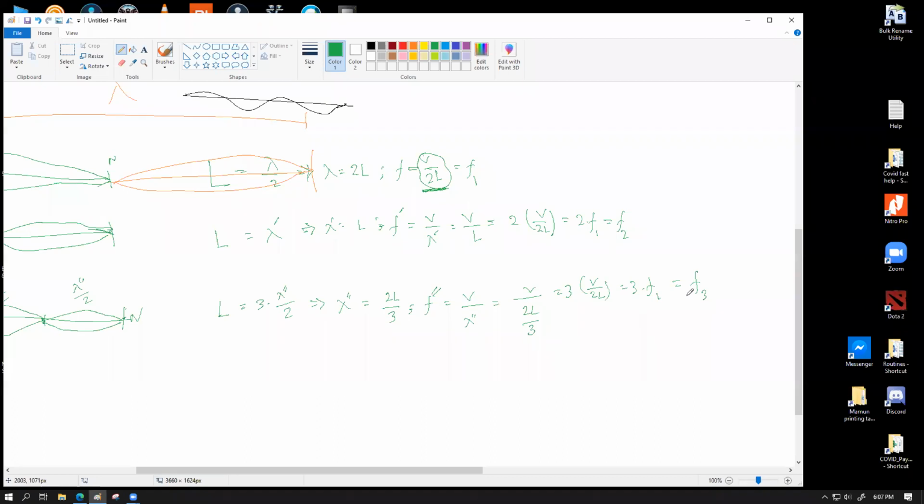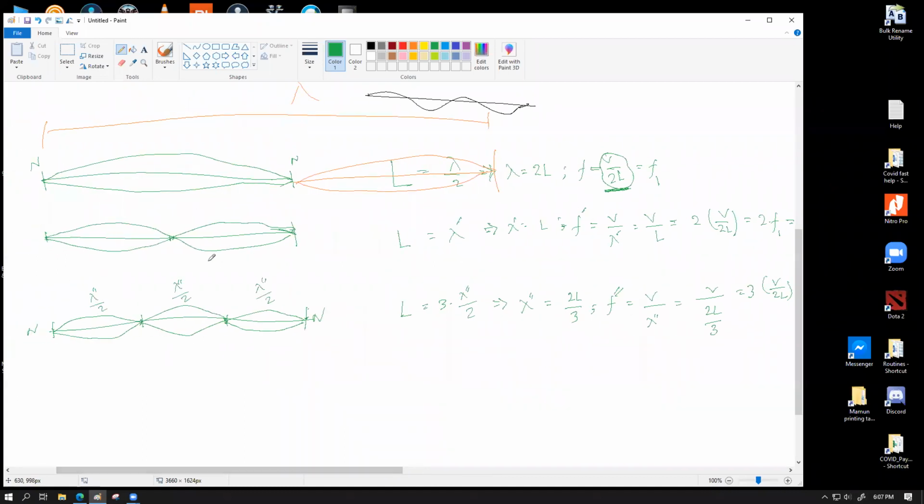So try to understand what is happening. What I'm trying to convince you about is that whenever we have a fixed length of wire, we cannot produce a stationary wave in this wire at any random frequency. This is the primary takeaway from this discussion. Any random frequency will not be able to produce a stationary wave within this wire.